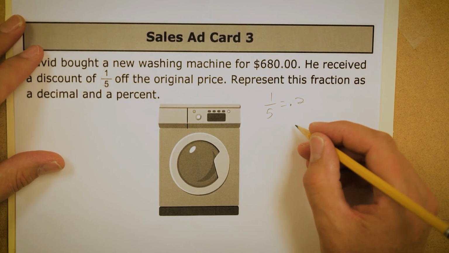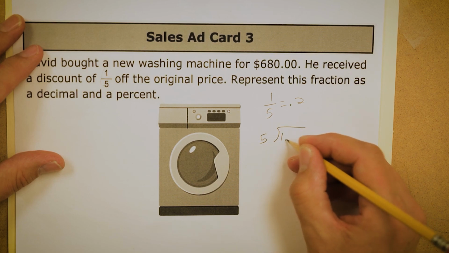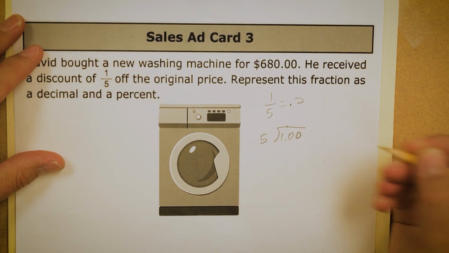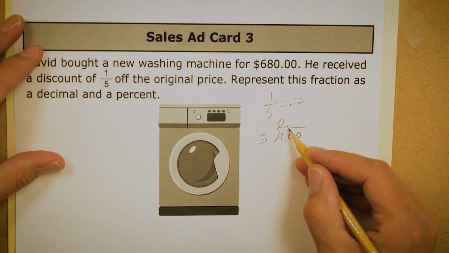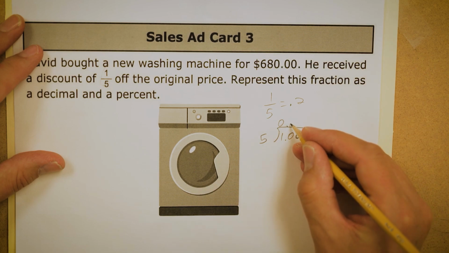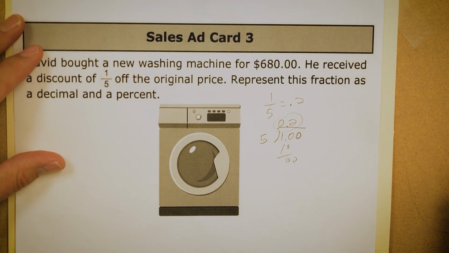If you want to figure it out, you can. What you would do then is say, how many times does 5 go into 1? 5 can't go into 1. Well, it can, but it goes less than 1 time. We look at this here, multiply by 2, 10, 0, 0. So right there, we see that 0.2.